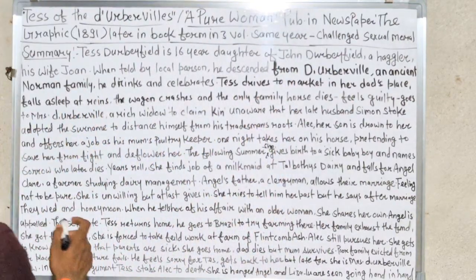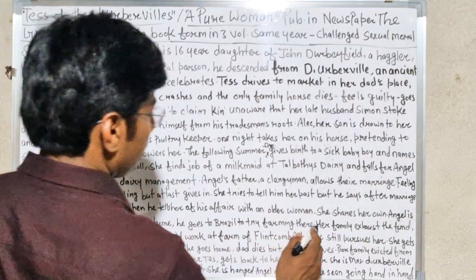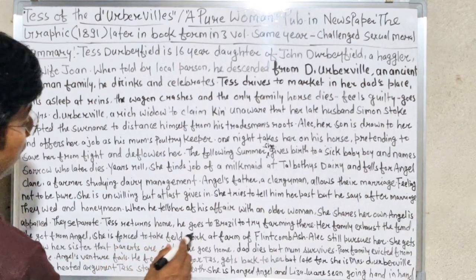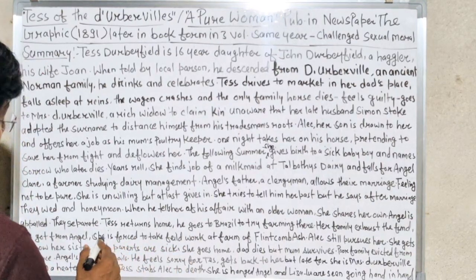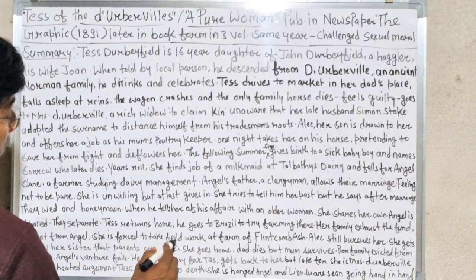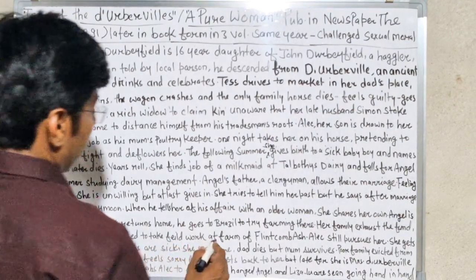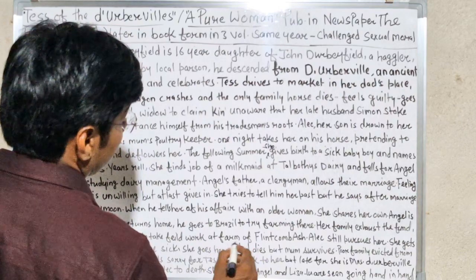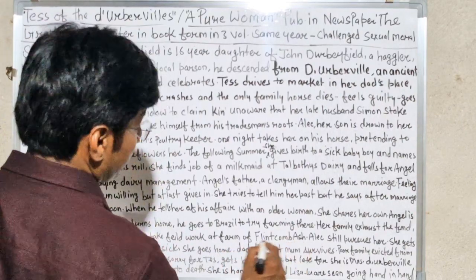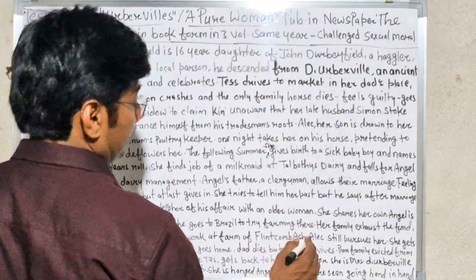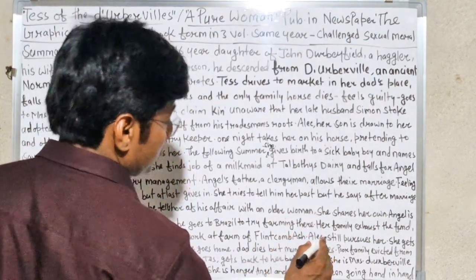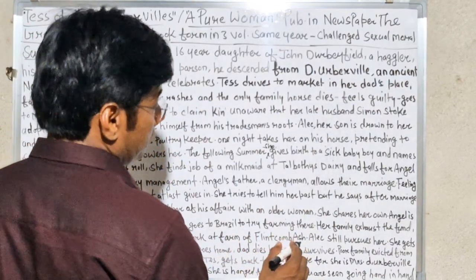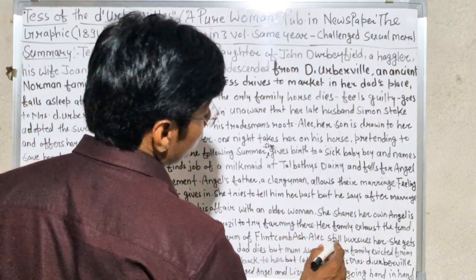So Tess is forced to take field work. She has no way but to take field work at the farm of Flintcomb-Ash. Now she starts working at the farm of Flintcomb-Ash. See, names are important. Alec, though he knows that this woman is not a maiden, she is married, yet he pursues her, he chases her.